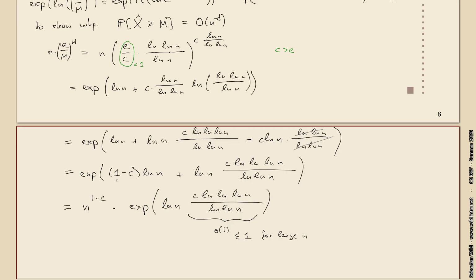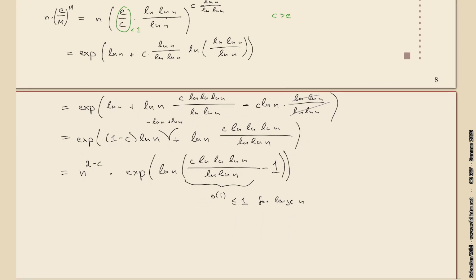So I'm going to do a minus log n plus log n. So we have 2 log n up front here. And then we have an n log n minus 1. That's one way to show it. So this is going to be less than 1 for large enough n. So the whole thing gets negative. And then exp of a negative thing eventually becomes less than 1.